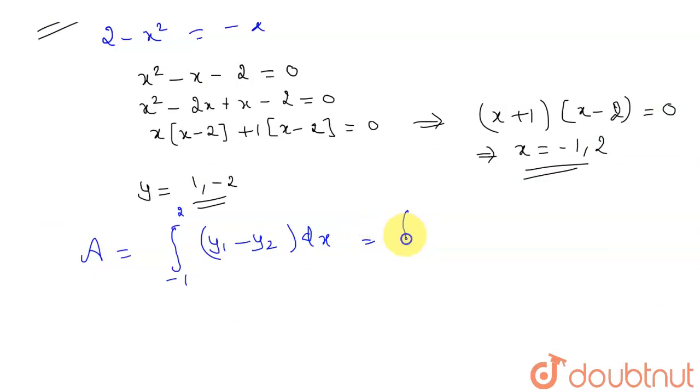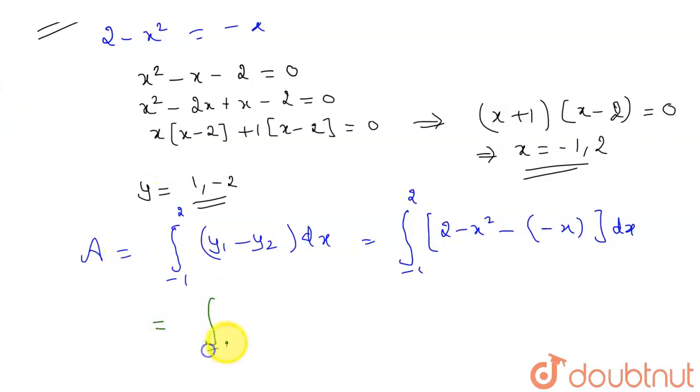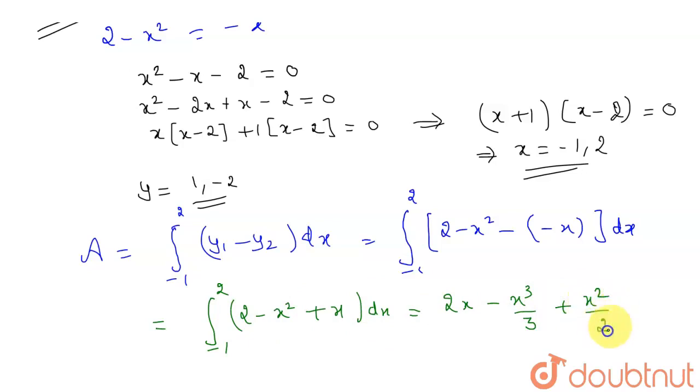So let me calculate. This is giving me the integral from minus 1 to 2 of y1 minus y2, where y1 is 2 minus x square and y2 is minus x, with respect to dx. So this will be equal to the integral from minus 1 to 2 of 2 minus x square plus x, with respect to dx. Integration of 2 is 2x, integration of minus x square is minus x cube divided by 3, and integration of plus x is plus x square divided by 2. And the limits are minus 1 to 2.